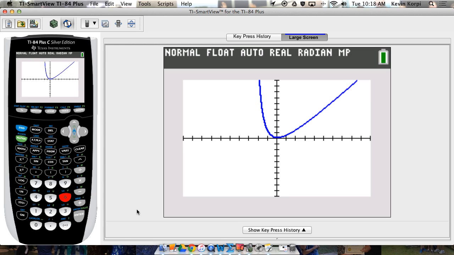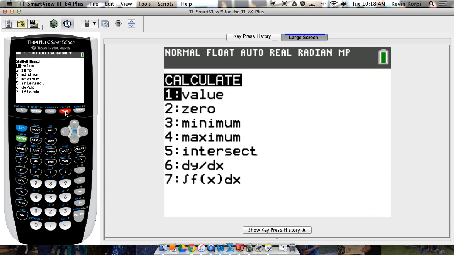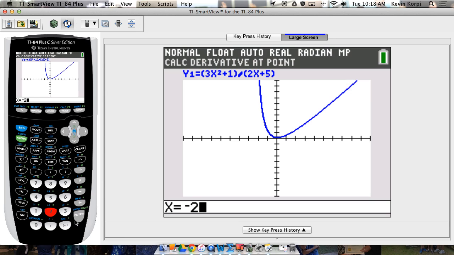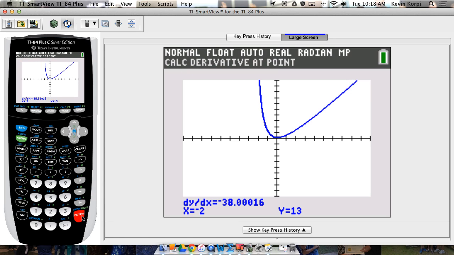I want to know what the slope is at -2. Now, here's a way to do it from the graphing screen. From the graphing screen, if you hit second trace, which goes to your calculate menu, second trace from the graphing screen, not the home screen, notice what is option 6? dy dx. That's Leibniz notation for the derivative. If you select 6, it is now waiting for you to type in a value. Let's type in -2. You hit enter, and here's what's nice.